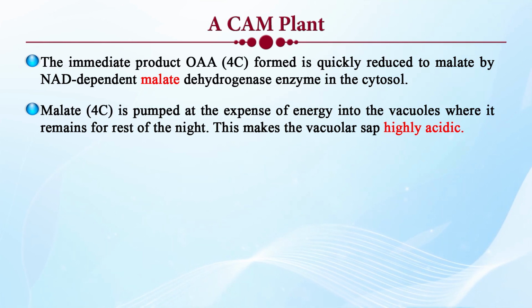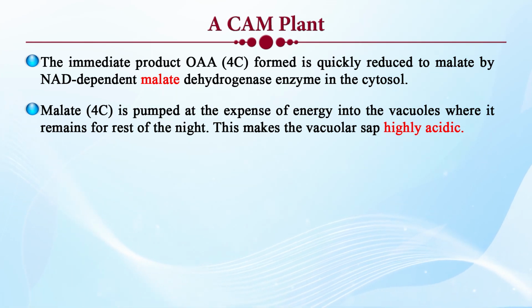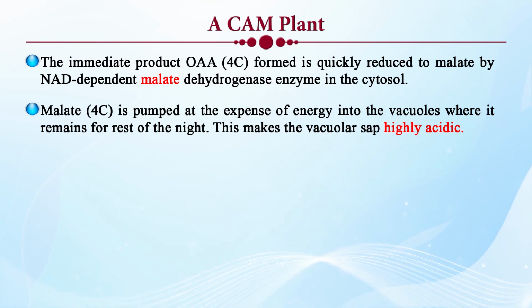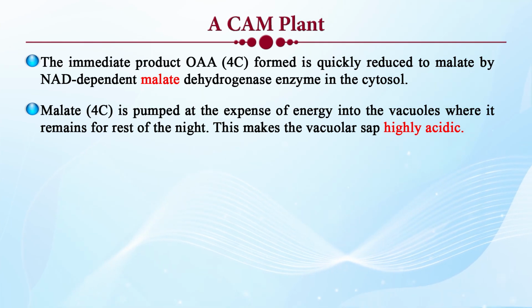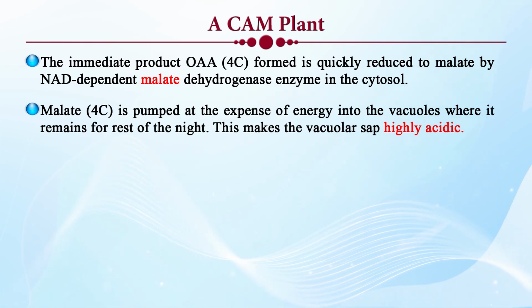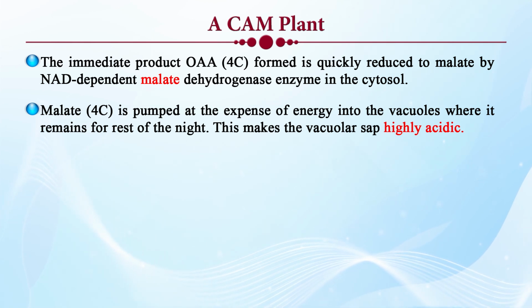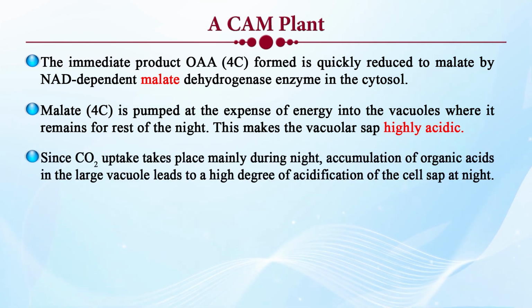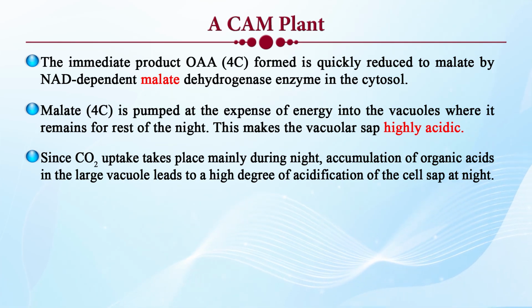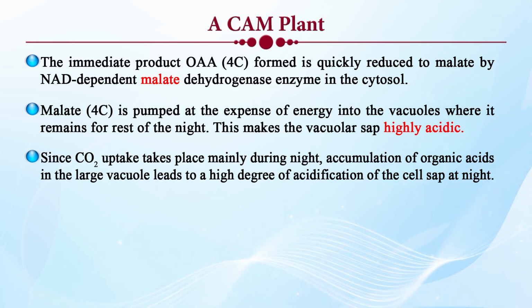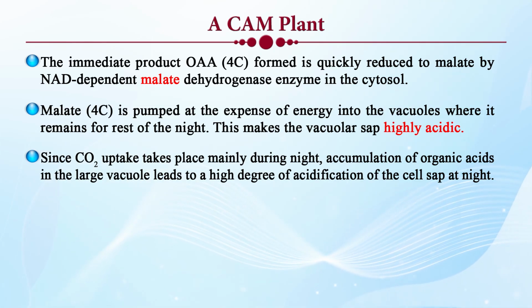So, the vacuoles are full of malic acid. If you were to chew the leaves of a succulent plant during early morning, you may even burn your tongue and mouth, because it will be so highly acidic. The pH would be ranging, say, around 3. And therefore, there is no wastage of CO2; it is being concentrated throughout the night in the form of accumulation of organic acids into the vacuole, and this is a case of acidification of the cell sap at night.